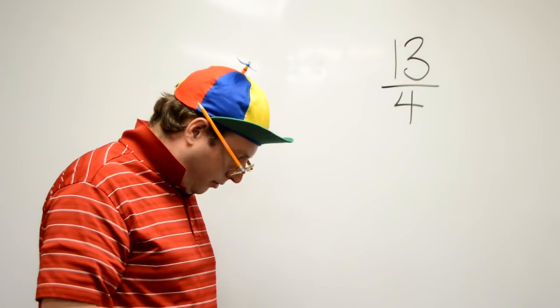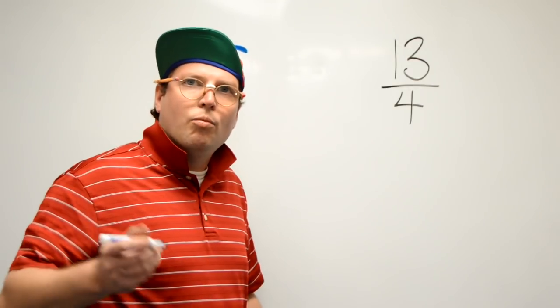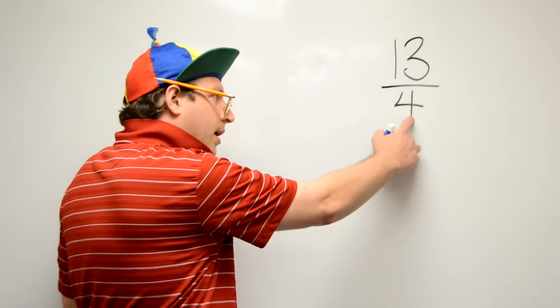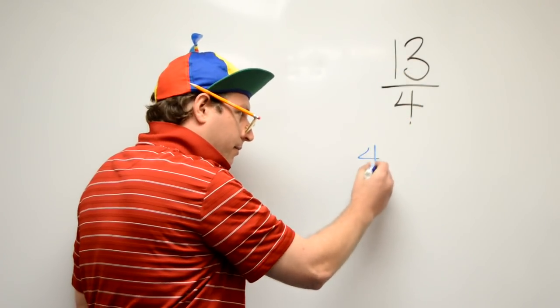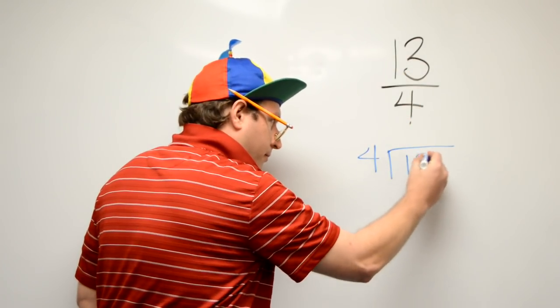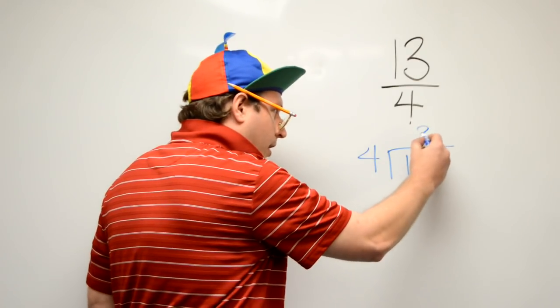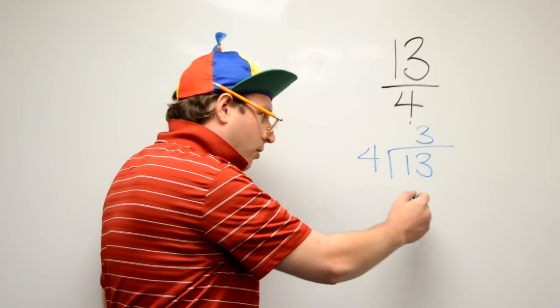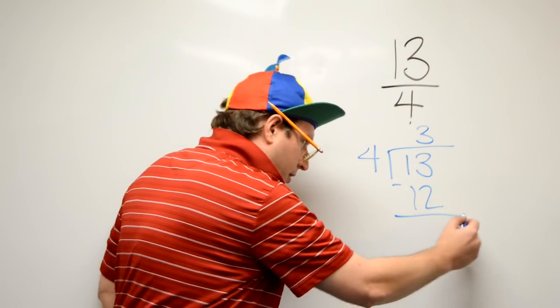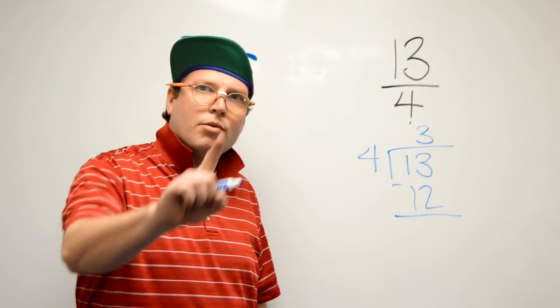Okay, so what we're going to do is see how many times 4 goes into 13. 4 goes into 13 3 times. 3 times 4 is 12. And it's going to have a remainder of 1.